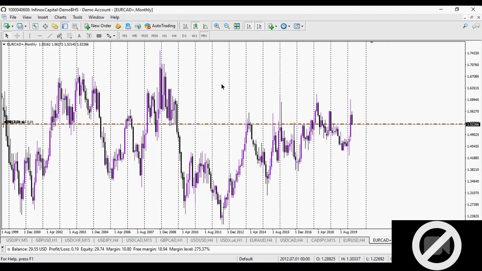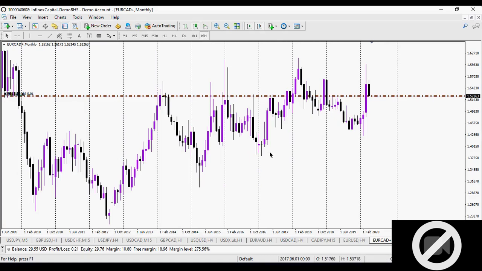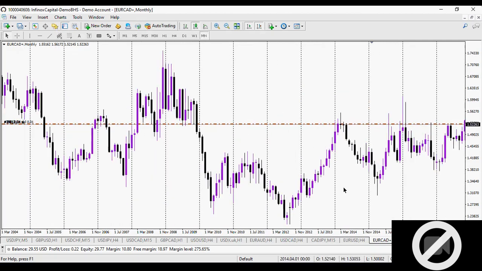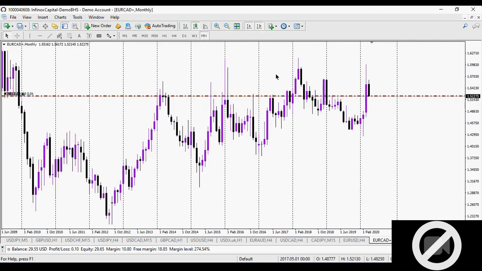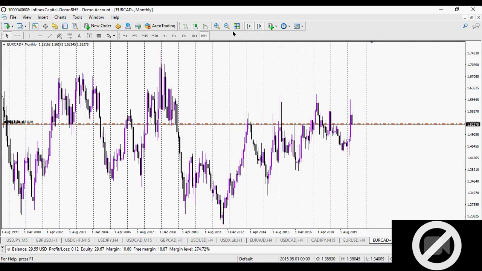Let's look at monthly time frame. This is monthly time frame, which means every period here is yearly. This is a whole year. From this line to this line is a whole year. From this line to this line is a whole year. From this line to this line is a whole year. Now look at this. I will draw something for you, and you will see that market actually always repeats history.